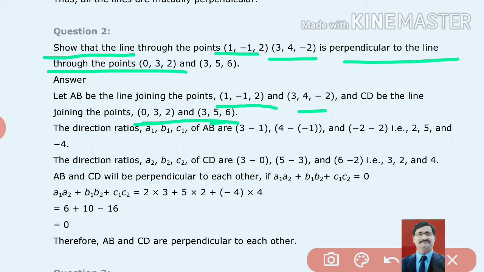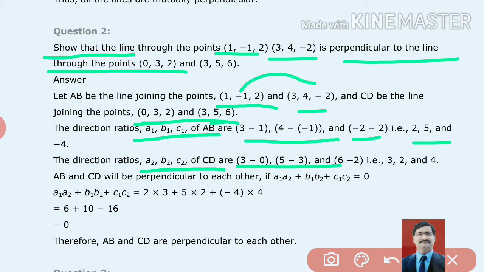First we find the direction ratios of the first line AB. The direction ratio is B minus A. So B minus A gives 3 minus 1, 4 minus 1, and -2 minus 2. You calculate and get the direction ratios of the first line as 2, 5 and -4. Similarly, we find the direction ratios of the second line CD: 3 minus 0, 5 minus 3 and 6 minus 2, which gives 3, 2 and 4.